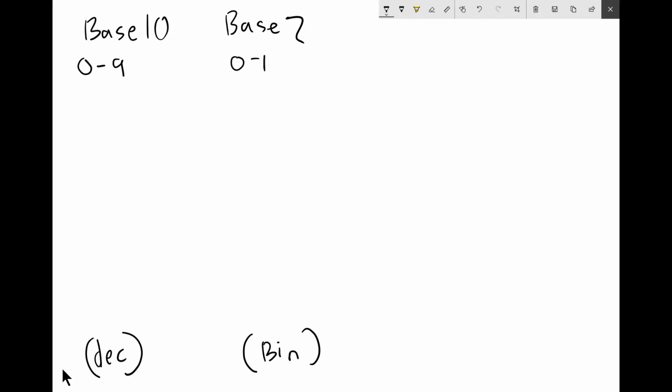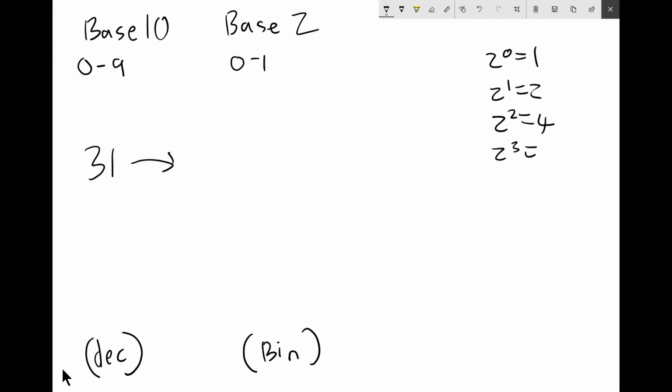Anyway, so how do we convert from base 10? Let's take a number, 31, for example, to binary. First, we need to understand that binary is base 2, so we need to convert from base 10 to base 2. How do we do that? First, let's write down the powers of 2. 2 to the power of 0 equals 1. 2 to the power of 1 equals 2. 2 to the power of 2 equals 4. And you should know this from school. 2 to the power of 3 equals, you guessed it, 8. 2 to the power of 4 equals 16. And we're going to keep going until we get just over 32.